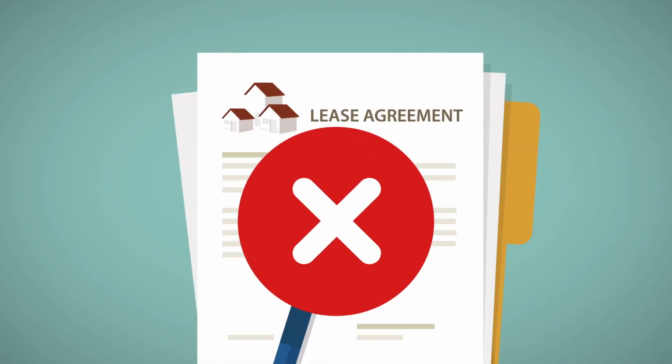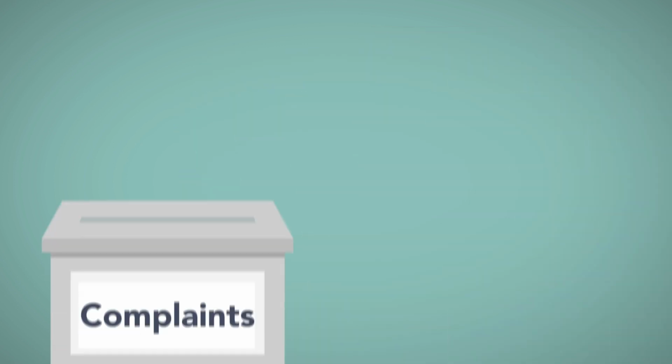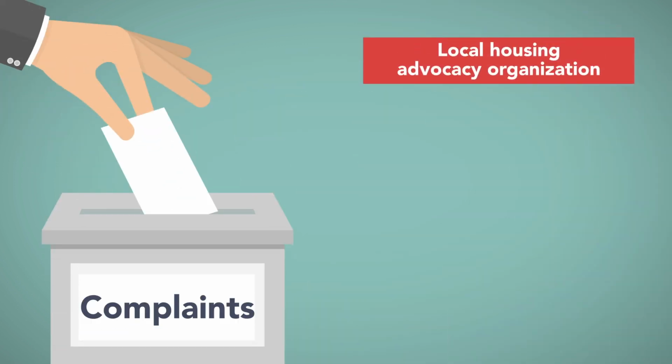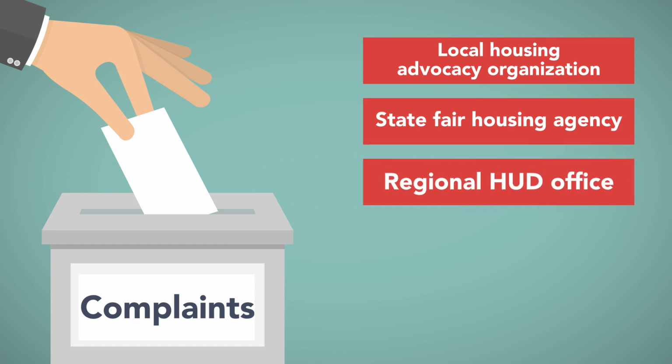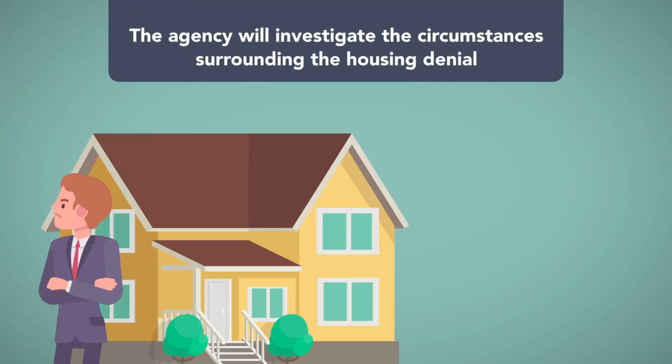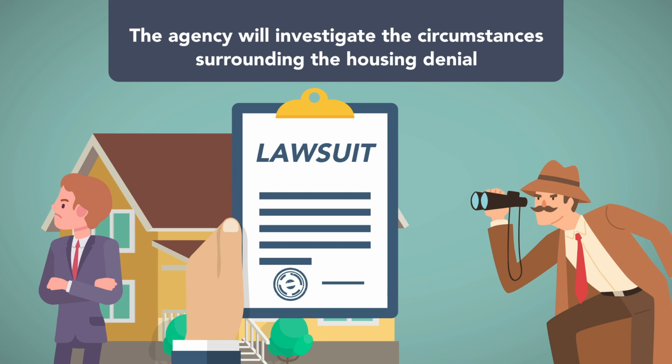These types of cases can also arise from a denial of a lease. Someone who suspects that a denial of housing was discriminatory may file a complaint with a local housing advocacy organization, state fair housing agency, or regional HUD office. The agency will investigate the circumstances surrounding the housing denial, and if the investigatory findings support the allegations made, a lawsuit can be filed.